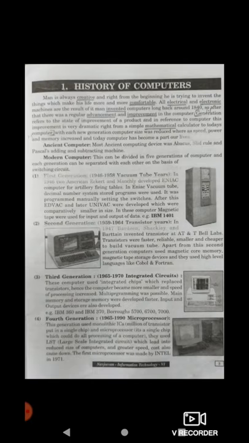Man is always creative, and right from the beginning he is trying to invent things which make his life more and more comfortable. Right? We as human beings are always creative, and right from the beginning we are trying to invent things which make our life more and more comfortable.